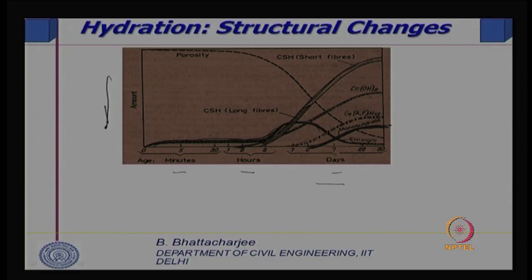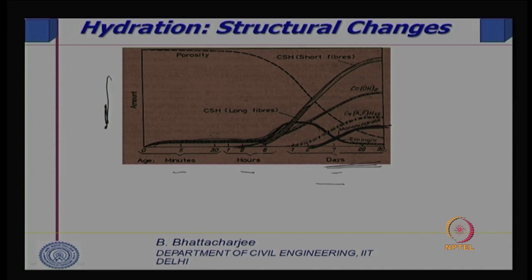This axis is volume or amount, and you can see the calcium hydroxide quantity increases with time as the hydration progresses. CHS long fibers are initially formed, then they stabilize as short fibers. Calcium hydroxide is formed, but ettringite is formed in the beginning. It attains a peak, but then its concentration starts coming down because it is not stable and gets converted into monosulfate, and C4AF hydrates are formed there, which is not very important.